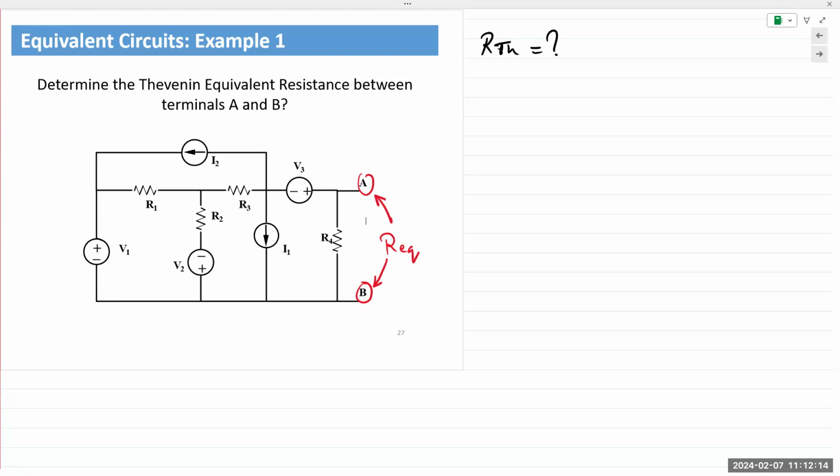In order to remove all the sources in the circuit, we reduce all independent sources to 0. So first step is to reduce all independent sources to 0. And then I would redraw the circuit.